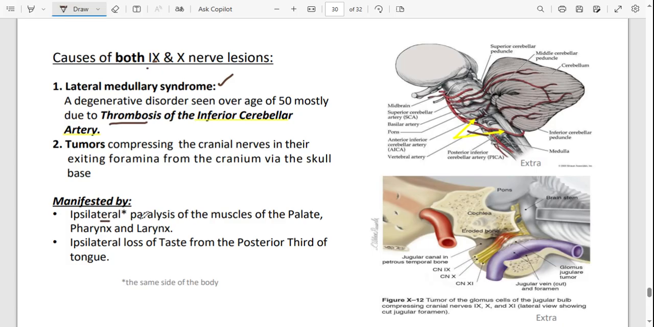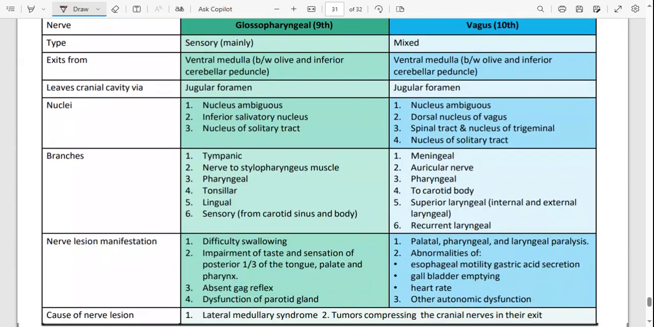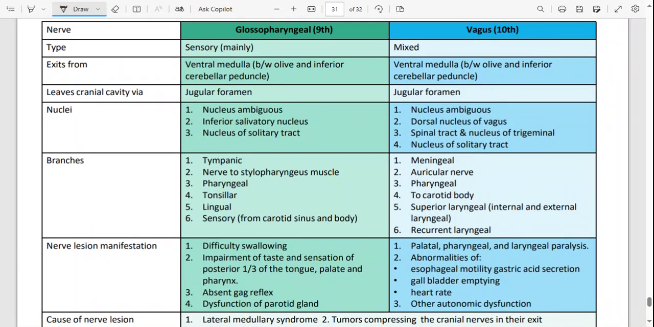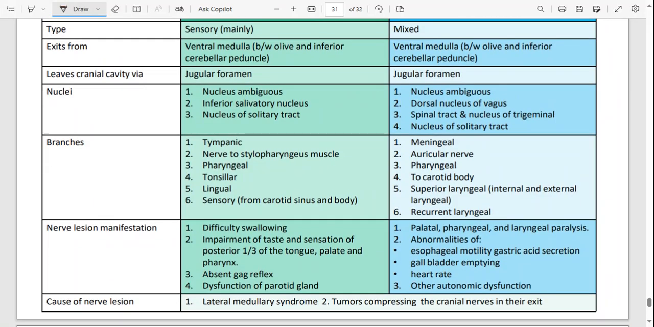So there's going to be ipsilateral paralysis of muscles of the palate, pharynx, and the larynx, and ipsilateral loss of taste from the posterior third of the tongue because of cranial nerve number 9. So that is that, and this is just a summary about these two cranial nerves.